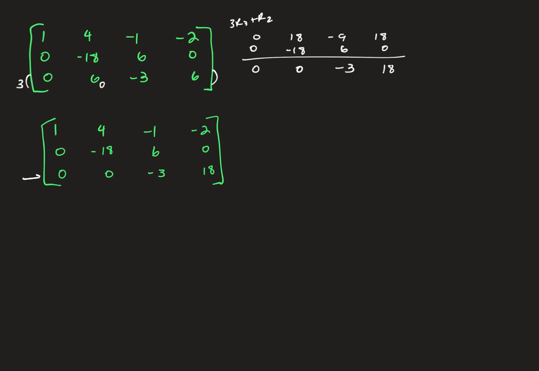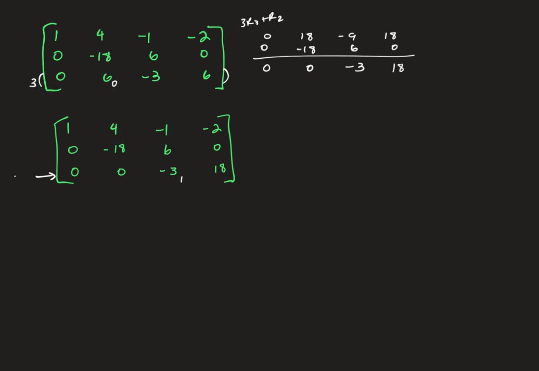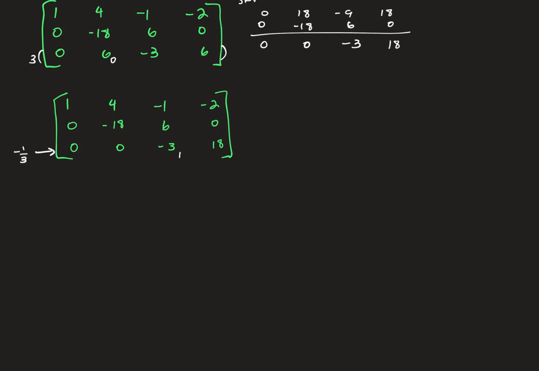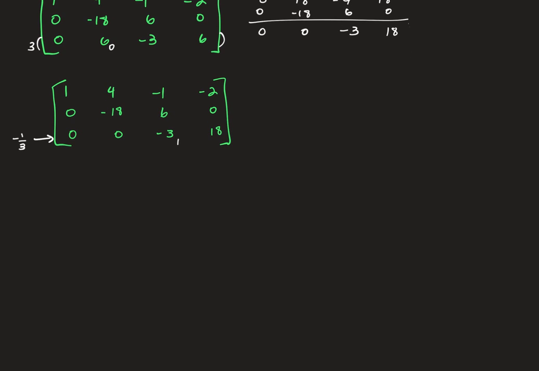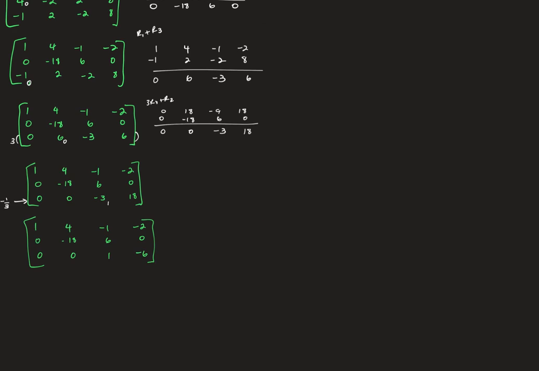Now I need to finish off that bottom row. I need that negative 3 to be a 1. So I'm going to multiply by negative 1/3. So 1, 4, negative 1, negative 2, 0, negative 18, 6, 0, 0, 0, 1, negative 6. And I have my z already.